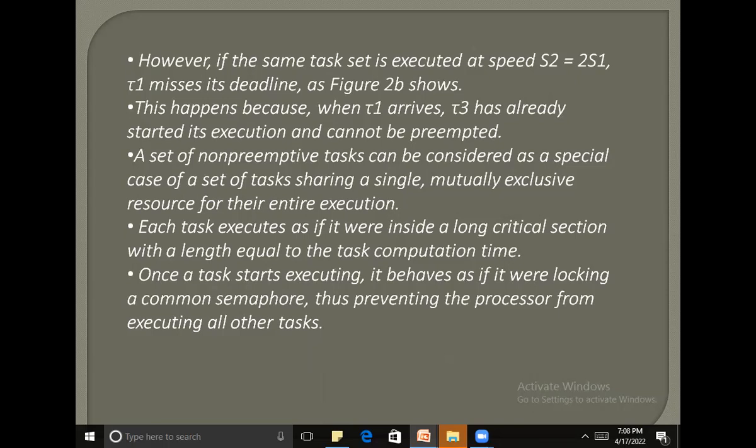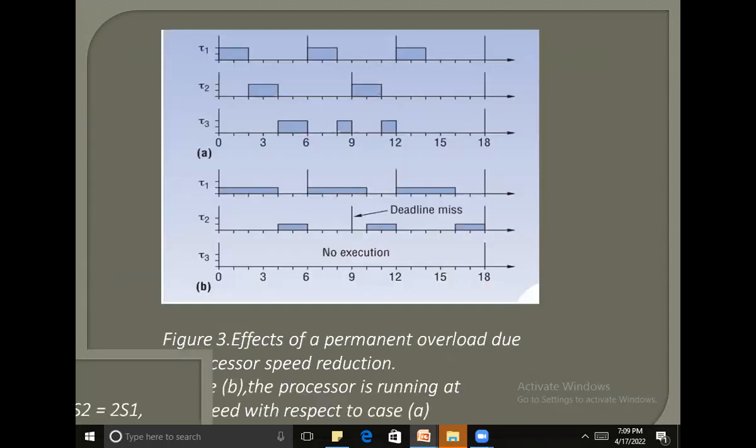A set of non-preemptive tasks can be considered as a special case of a set of tasks sharing a single mutually exclusive resource for their entire execution. Each task executes as if it were inside a long critical section with a length equal to the task computation time. Once a task starts executing, it behaves as if it were locking a common semaphore, thus preventing the processor from executing all other tasks.